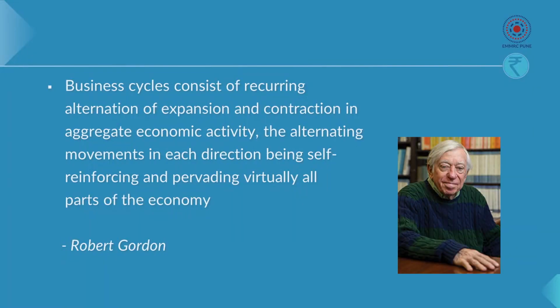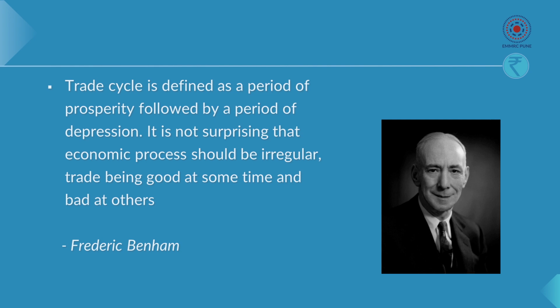Third definition, according to Gordon, business cycles consist of recurring alternation of expansion and contraction in aggregate economic activity, the alternating movements in each direction being self-reinforcing and pervading virtually all parts of the economy. According to Frederick Benham, trade cycle is defined as a period of prosperity followed by a period of depression. It is not surprising that economic process should be irregular, trade being good at some times and bad at others.